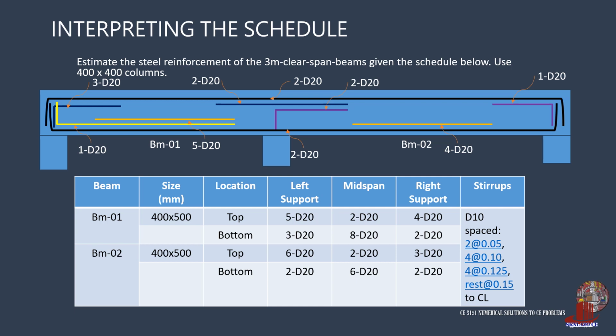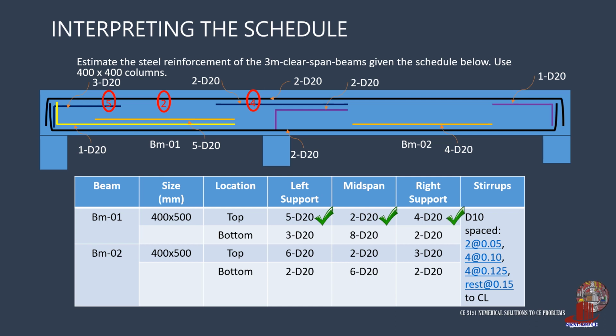For top bars, starting from the left, there are 2 continuous and 3 cut bars, which account to 5 D20. At midspan, there are just 2 D20. And at the right support, there are 2 continuous bars and 2 semi-continuous, which would equal to 4 D20.